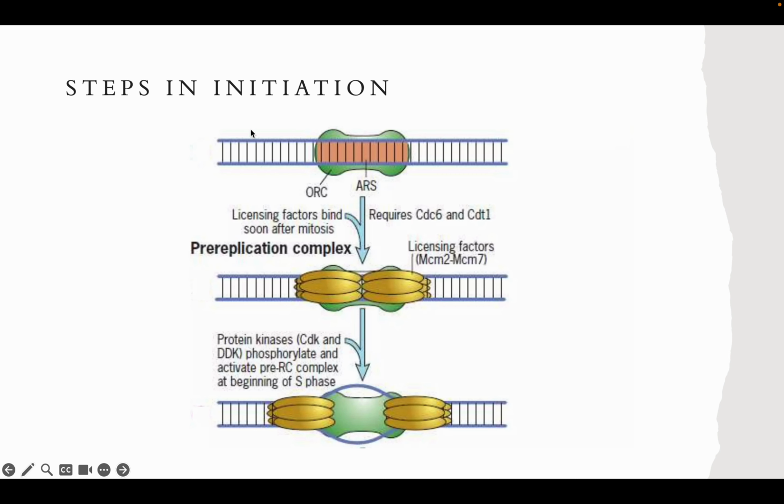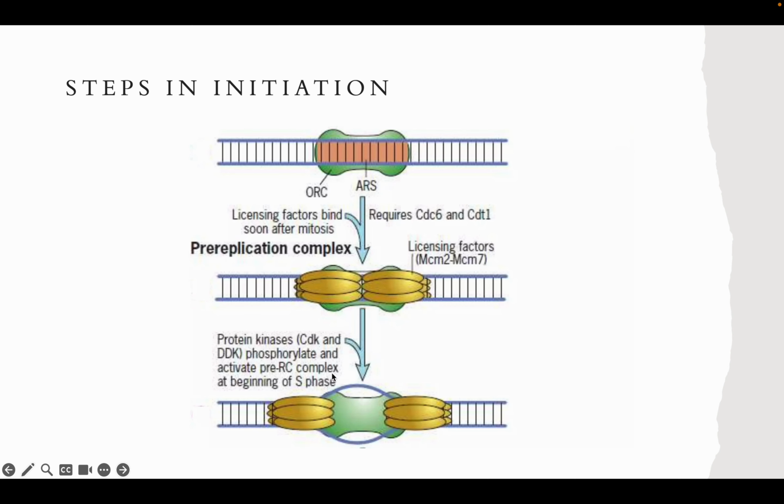So here you can see the steps in the initiation. We have a double-stranded DNA, and then the ORC complex binds to this site, ARS, and then it recruits CDC6, CDT1, and then these two recruit the MCM complex. Here you can see the yellow one is the MCM complex, and this is called the pre-replication complex, and all these steps occur in the G1 phase.